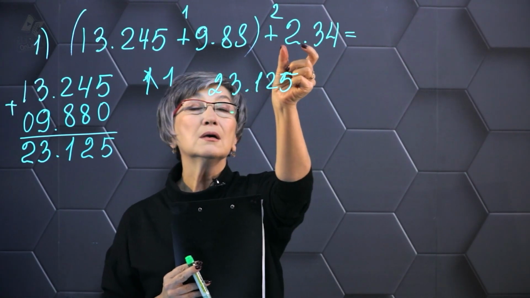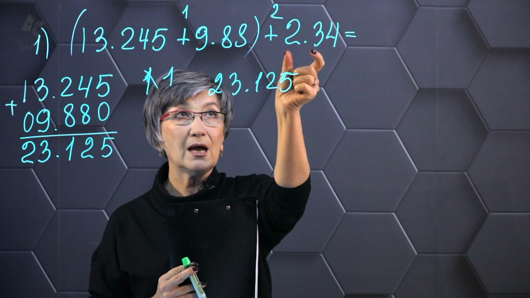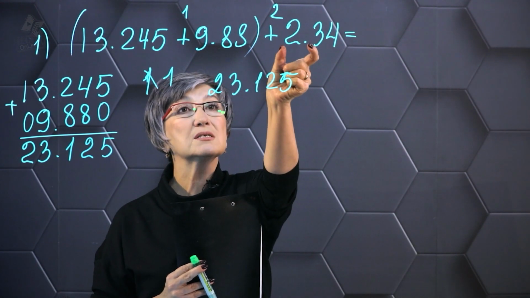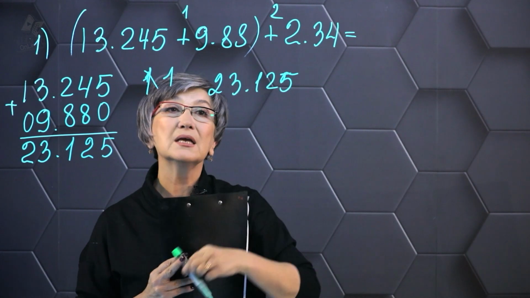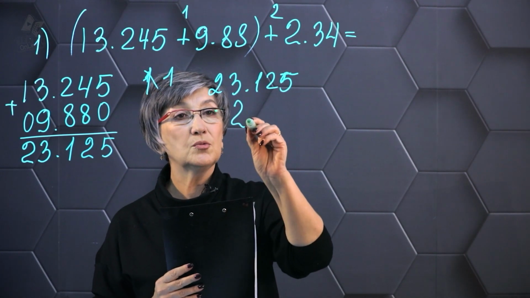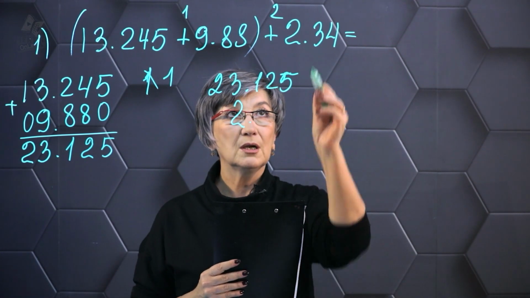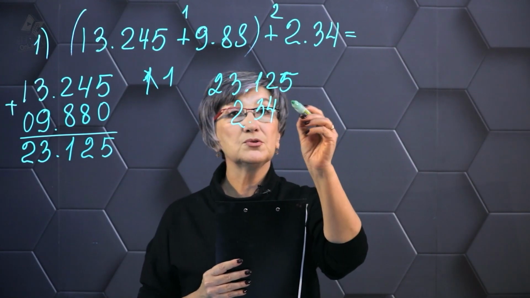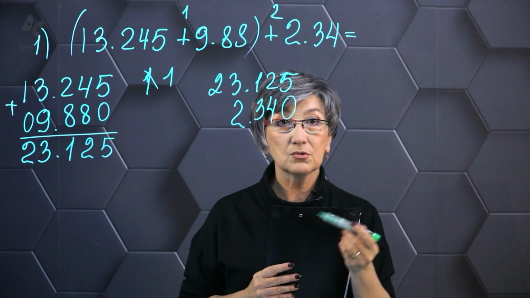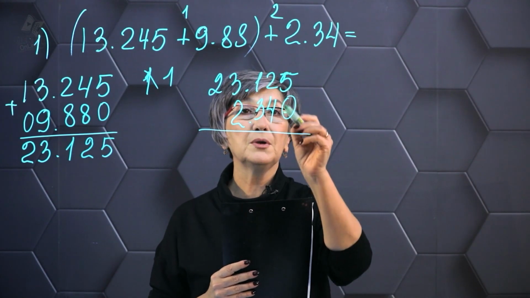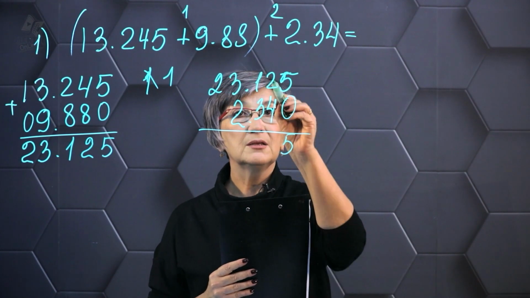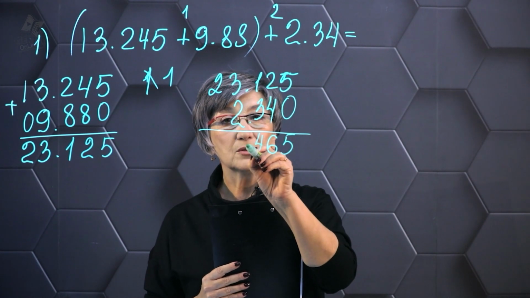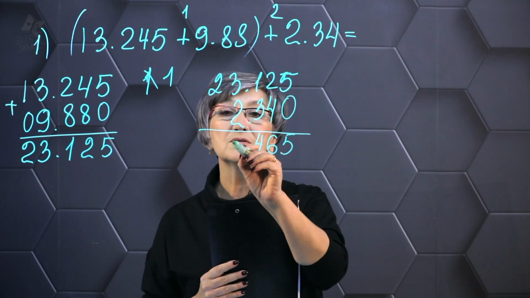Again, I write this number so that I have a dot under the dot. That is, I have to write down 2 integers so that I have the dot under the point. Now I write down the fractional part. I notice that again there is no number under the 5. So I write down 0 and I'm counting. 5 plus 0 would be 5. 2 plus 4 is 6. 1 plus 3 is 4. Period.